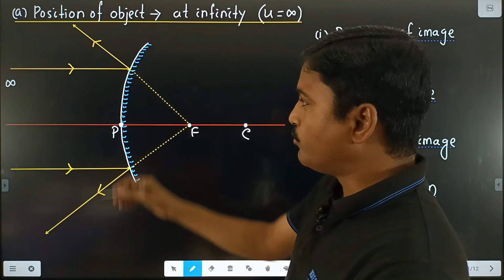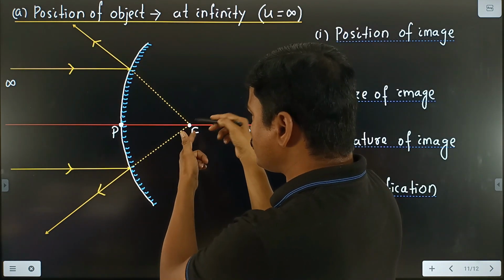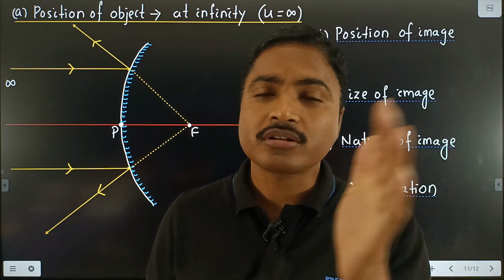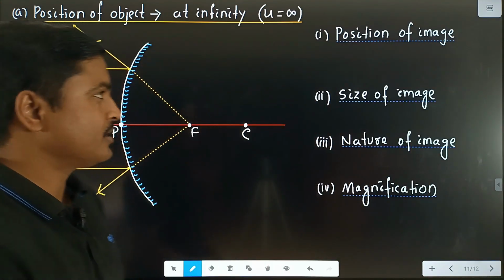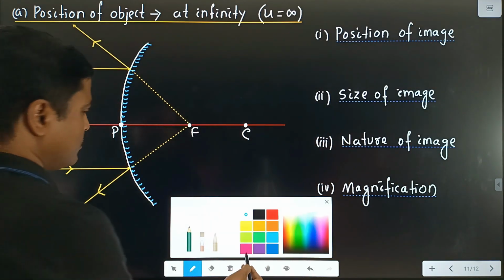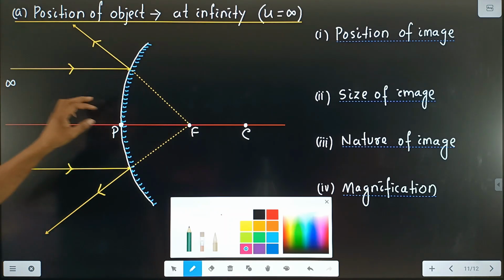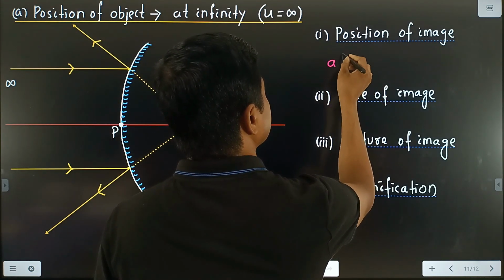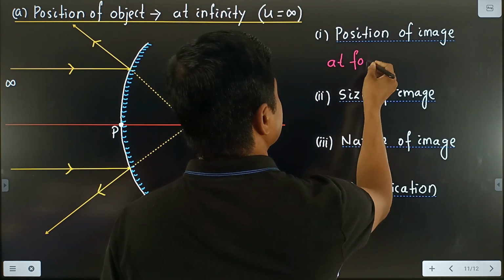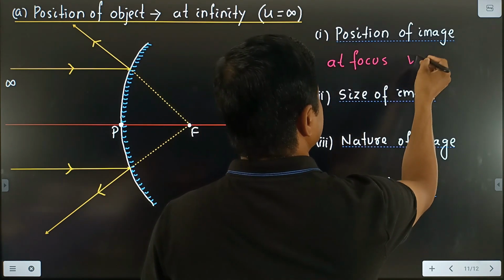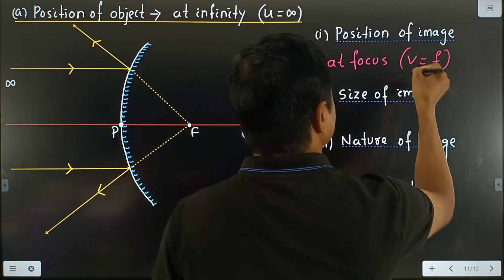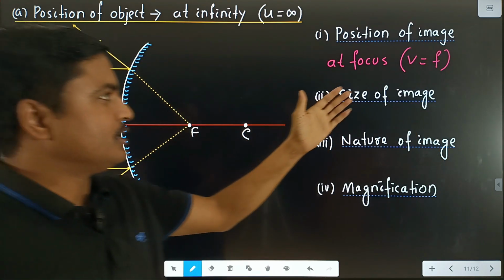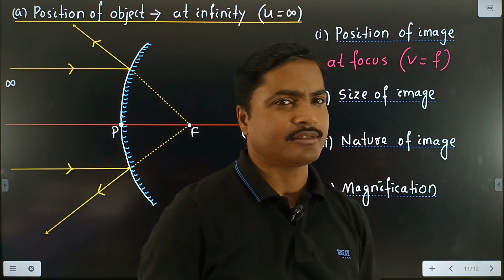That means both the reflected rays appear to meet at the focus. Appears to meet means that it is not real. Not real means virtual. Then what is the position of the image? The object is situated at infinity and the image is formed at the focus. We write: image is formed at focus. For image distance we write V is equal to F. If the object is situated at infinity, the image distance is the focal length.